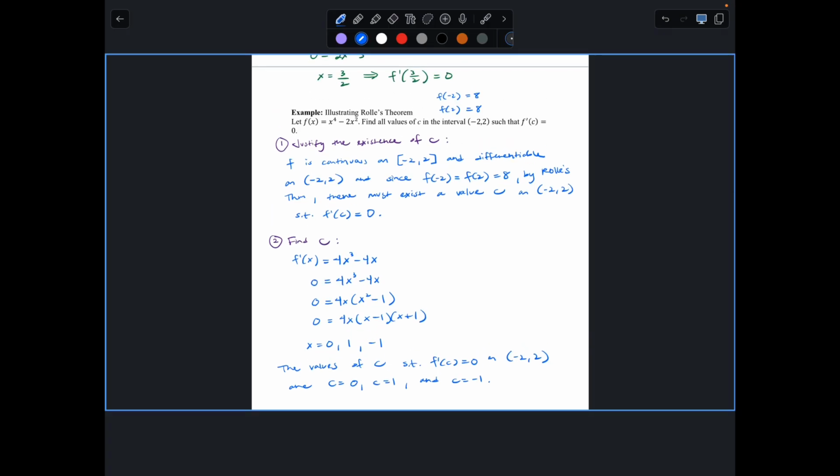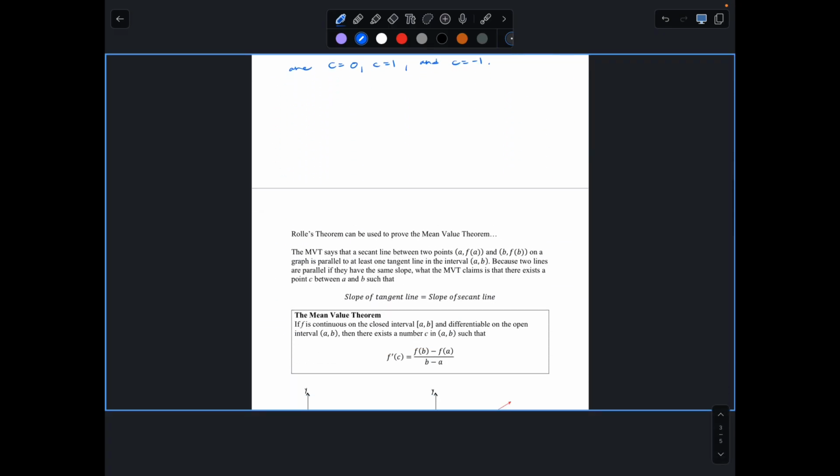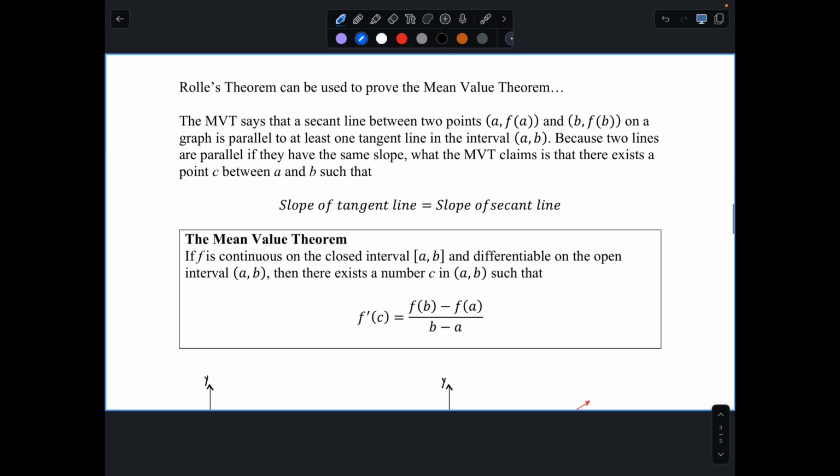So again, Rolle's theorem is this very specific case of proving the existence of the derivative being equal to 0. Now, Rolle's theorem can be used to prove the mean value theorem. For the mean value theorem, the conditions are very similar. The mean value theorem proves the existence of just a rate of change, not necessarily a rate of change equal to 0. So the derivative is equal to something, just not necessarily 0.